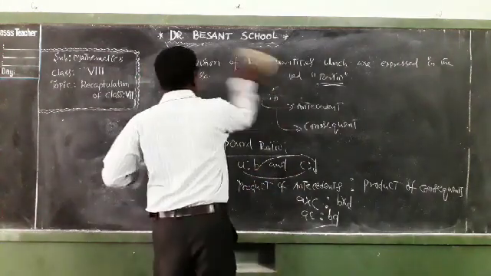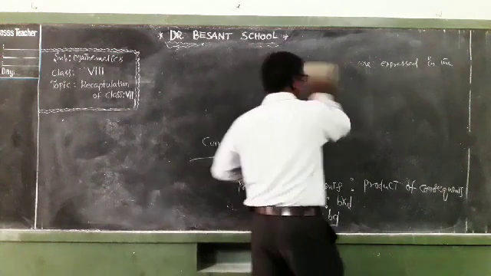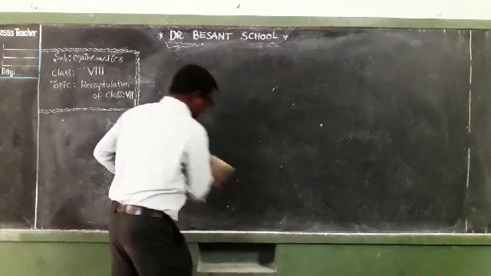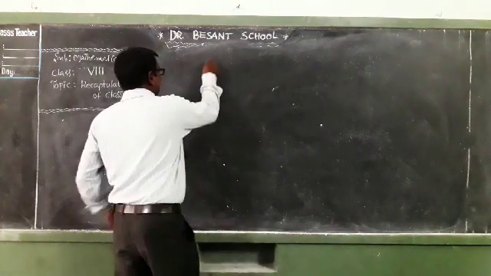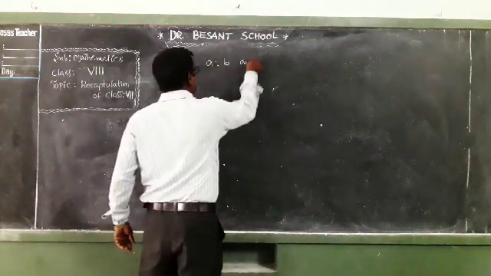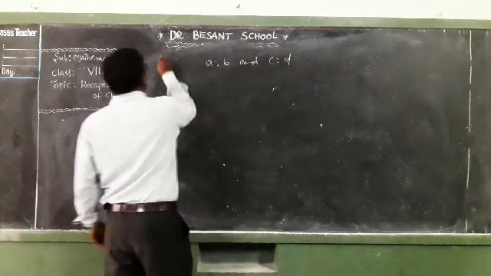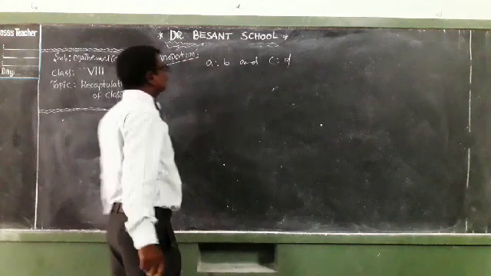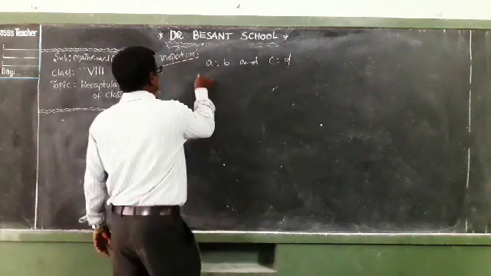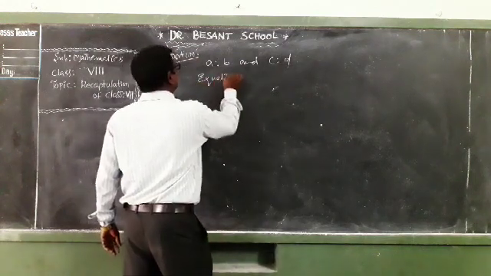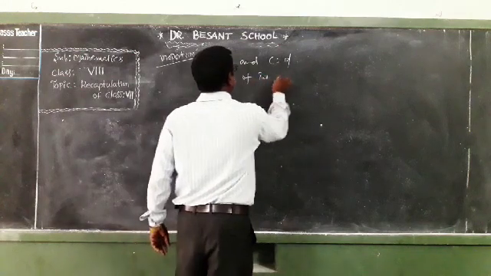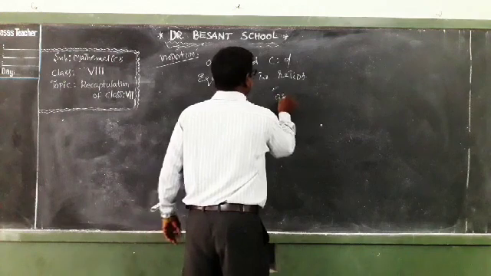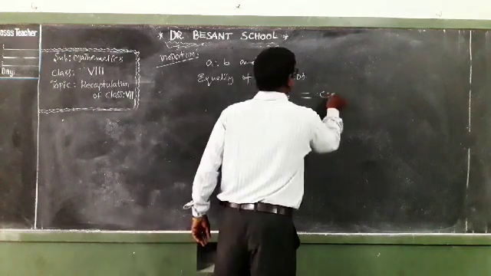And we also learned about proportion, how to find the proportion of two ratios. A is to B is one ratio and C is to D is another ratio. Proportion means the equality of two ratios. Equality of two ratios is called proportion, that is A is to B is equal to C is to D.